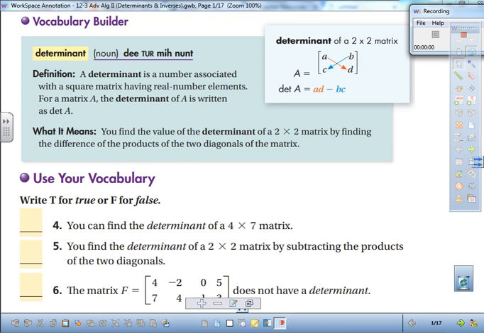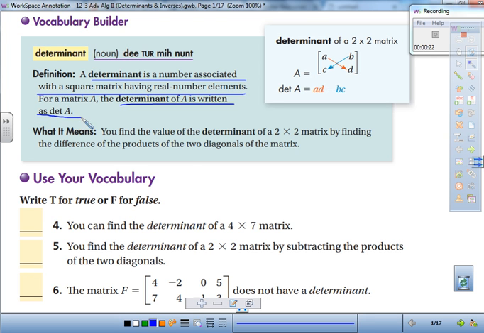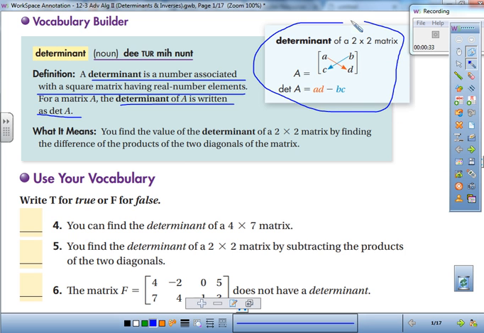All right, today we are starting our last section for this chapter, determinants and inverses. And we're really going to focus mostly on determinants. A determinant is a number associated with a square matrix having real number elements. So the determinant of A is written as det A, and we'll go through a little bit more how to show that. What the determinant is, and you might want to write this part down.